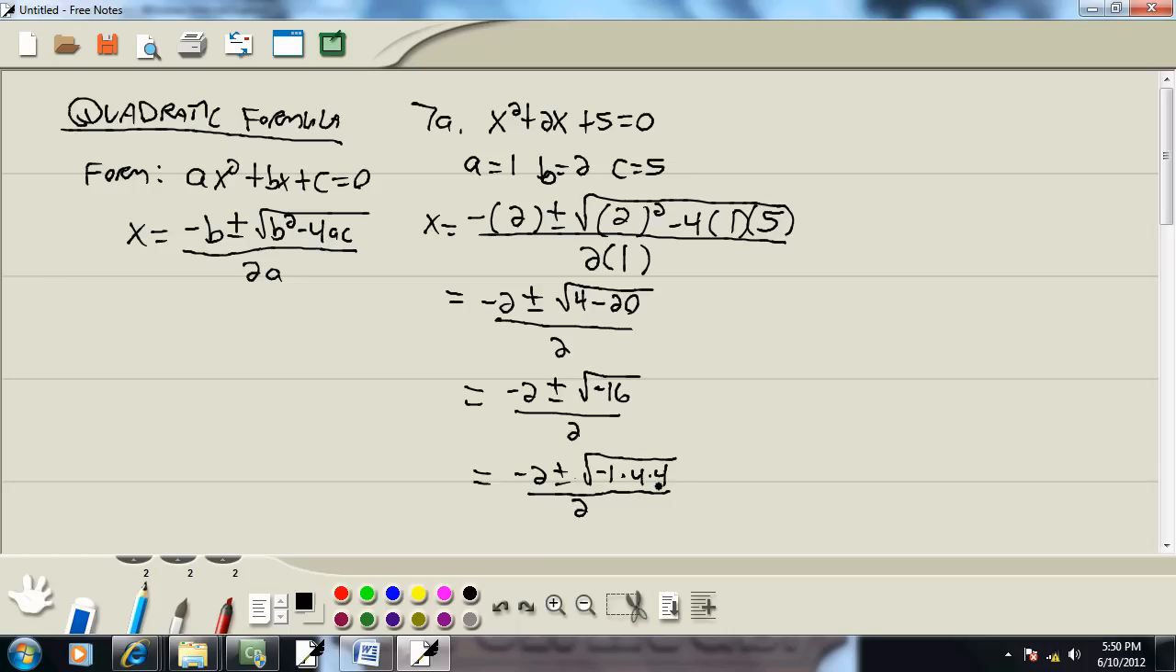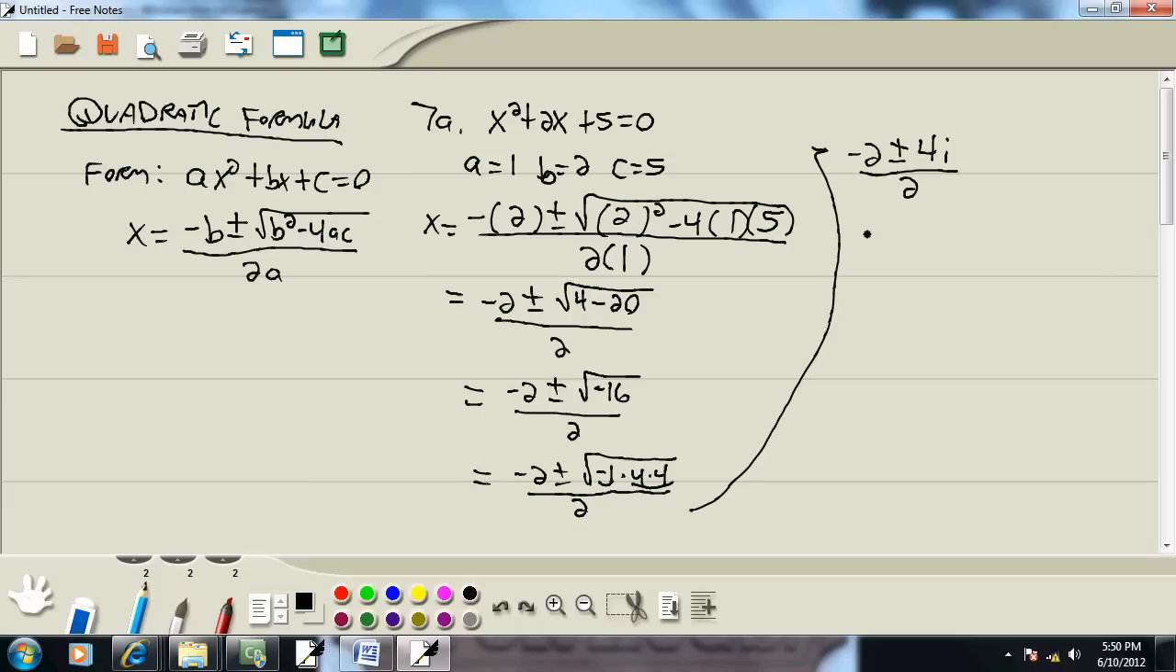And remember, with a square root, we're looking for a pair of somethings. Here's a pair of 4s. That's going to come out as a single 4. And this negative 1 will come out as an i. So this becomes negative 2 plus or minus 4i over 2. The square root disappears because everything disappears from underneath it.